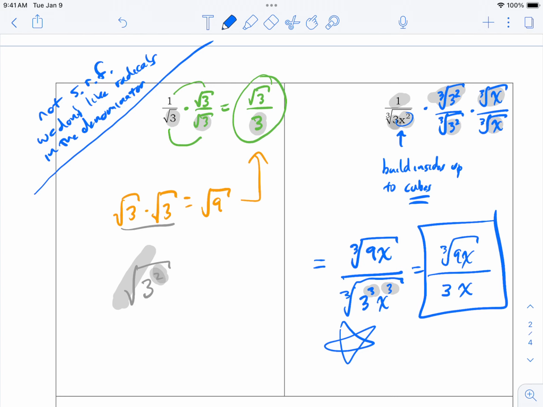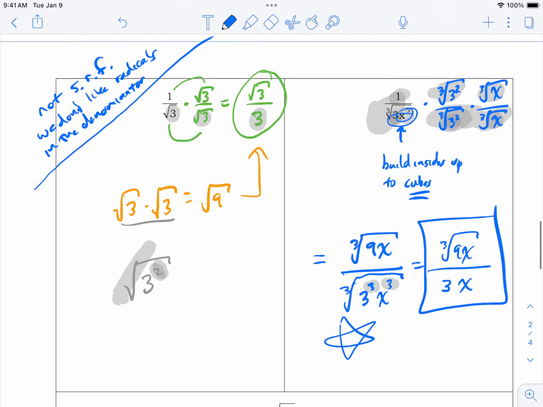Again, if it's a square root, it's nice. You want to make a square, so you just make a copy of it, and you've got a square. Anything times itself, you got a square. But for cube roots, you need to build up to cubes, which means I didn't just multiply by the cube root of 3x squared. I actually have a 3 squared and an x to the 1 power. It's kind of the opposite of what you might have expected. Okay, so again, build up to cubes.